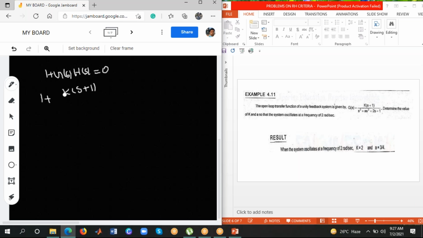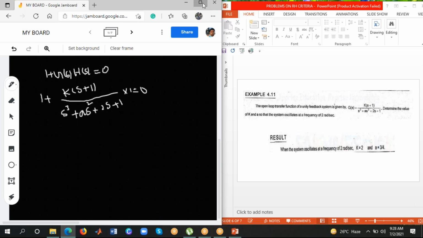So students listen carefully, this problem is very important. K divided by S plus 1, S cubed plus AS square plus 2S plus 1 equals to 0. So we are going to find K value and A value. And here H of S is unity feedback, right? Its value is 1 into 1 equals to 0.